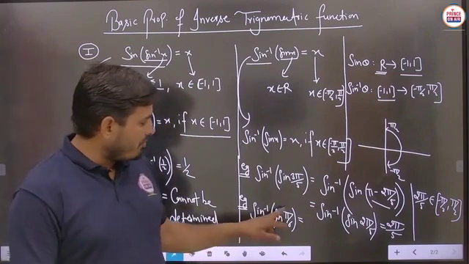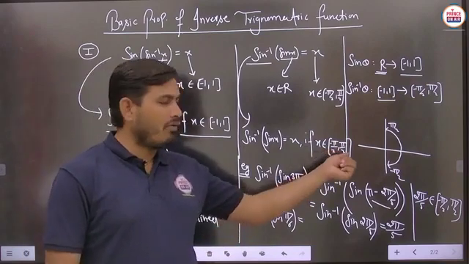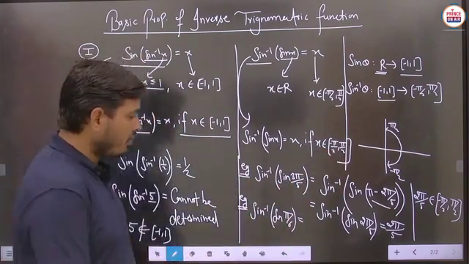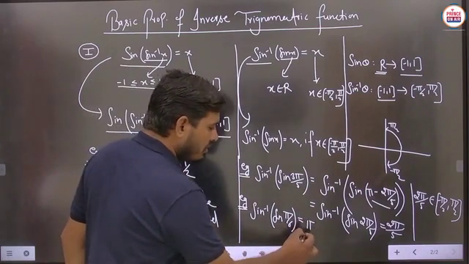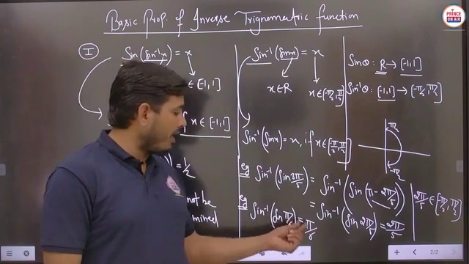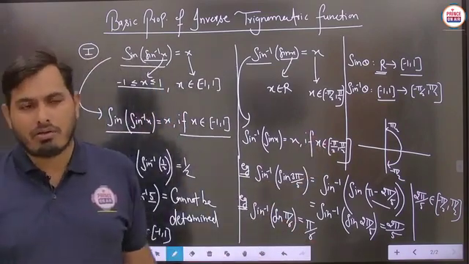So π/6 equals 30 degrees. So definitely 30 degrees lies in the first quadrant, within -π/2 to +π/2. So there should be no problem in such an answer. You can write the answer as π/6 directly. But before writing the answer, we have to check whether this value lies in this interval or not. Is it clear?